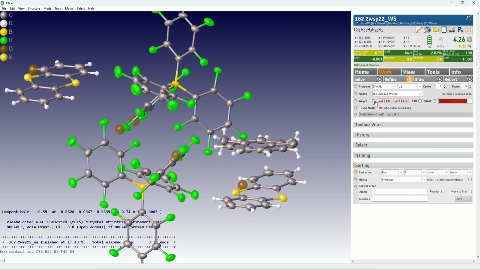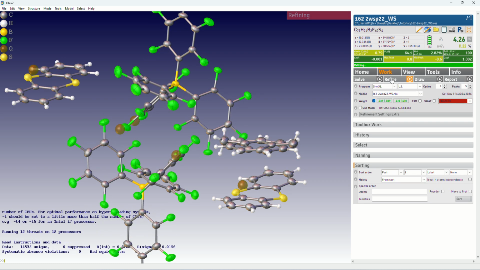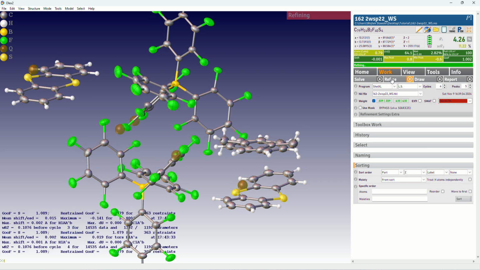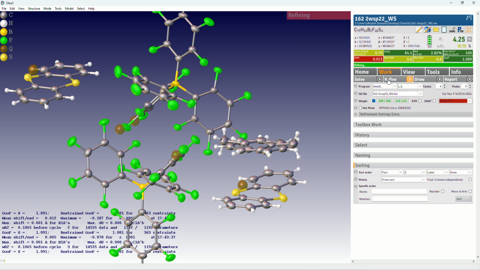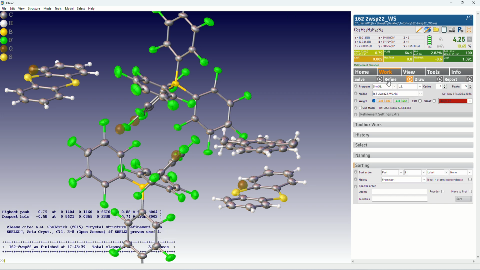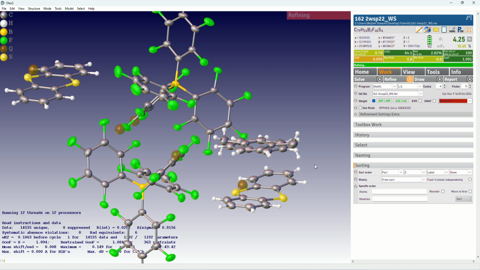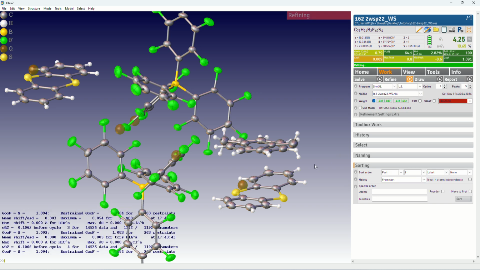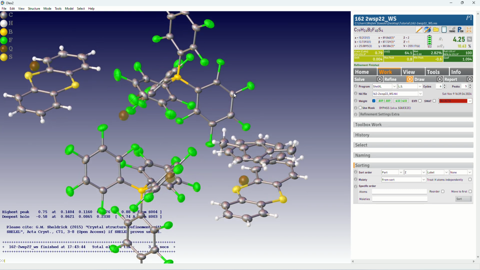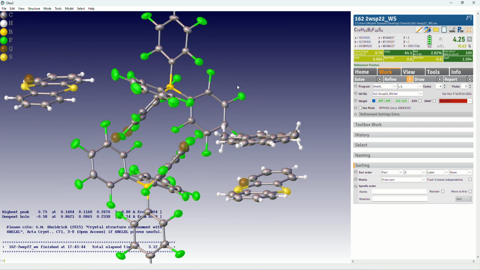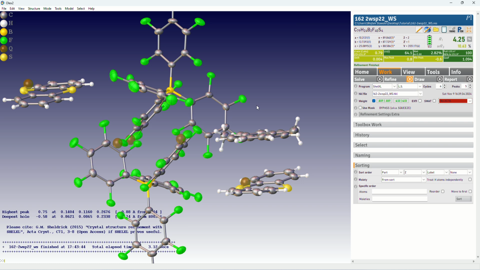We could optimize weights. Do some more refinement. Yeah, it's essentially done. Okay, so the last thing I wanted to show you is what OLEX actually does.